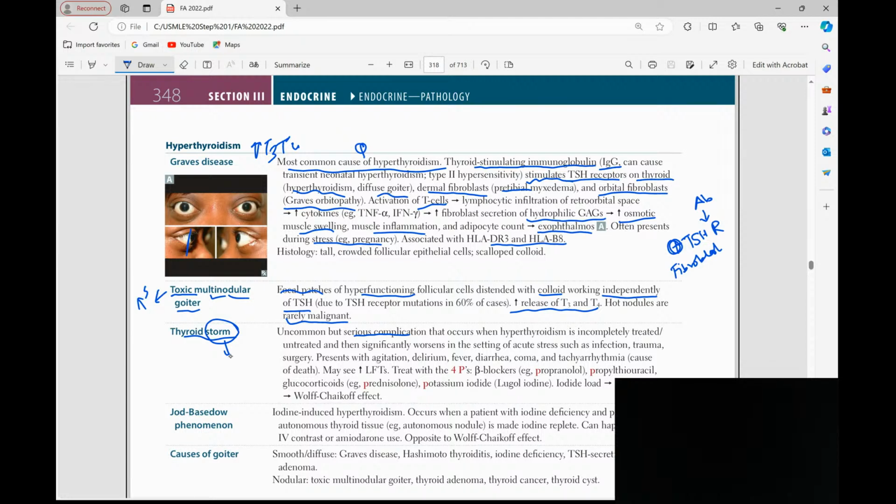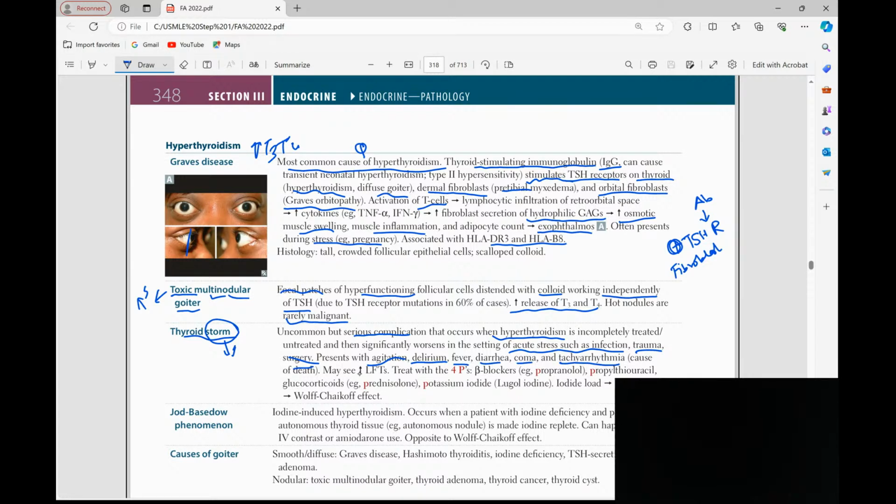And thyroid storm is a serious complication, meaning a very high release of hormone. Normally air is present around us, but when it becomes strong, then it is a storm. Similarly, T3 T4 is there, but when there is a sudden surge of T3 T4 due to stress, infection, trauma, or surgery, the patient may come with agitation, delirium, fever, diarrhea, coma, tachyarrhythmia, and may die.